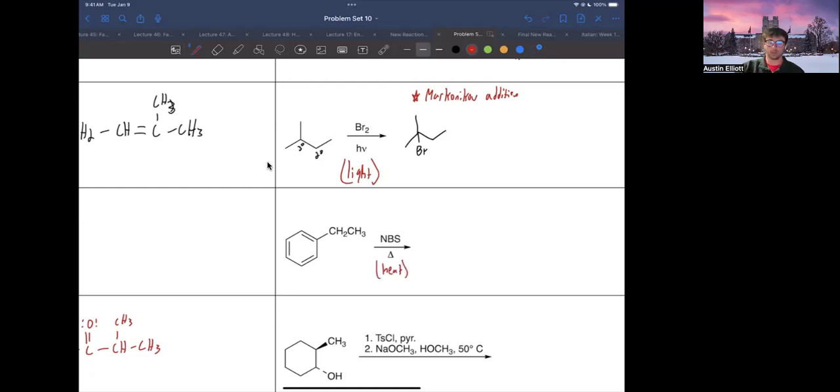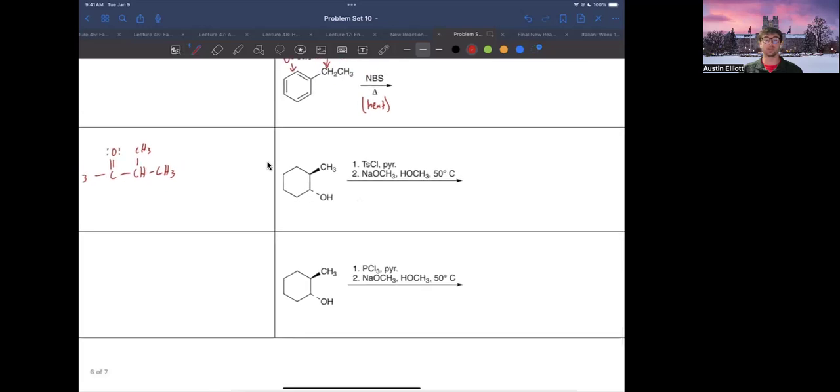So now moving on to NBS and delta, or heat. This is a benzene ring, basically, right here. So that means we're looking at benzylic carbons. So it's going to be the one directly attached to that benzene ring. That's our benzylic carbon. And NBS and delta adds a bromine to benzylic or allylic carbons. In this case, that benzylic carbon would be where you add the bromine.